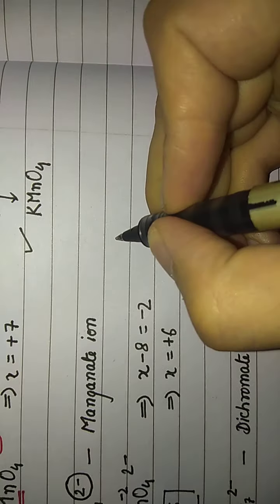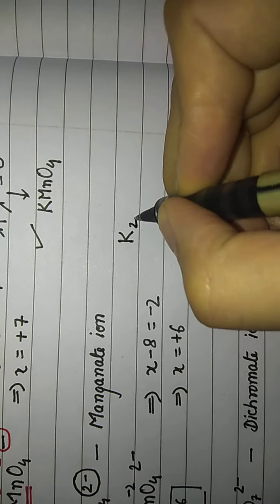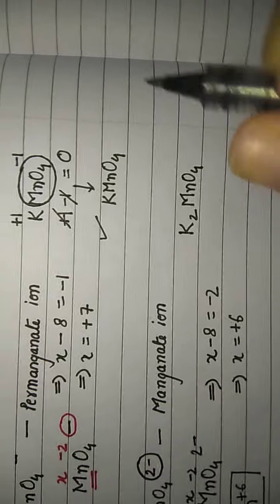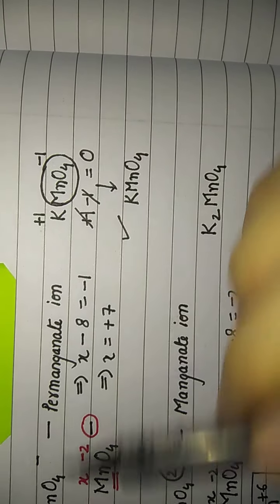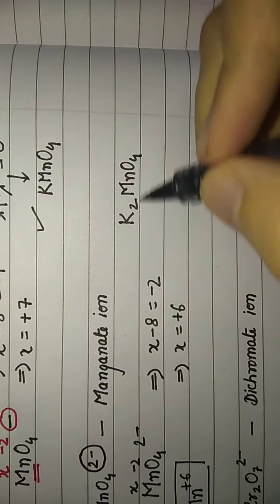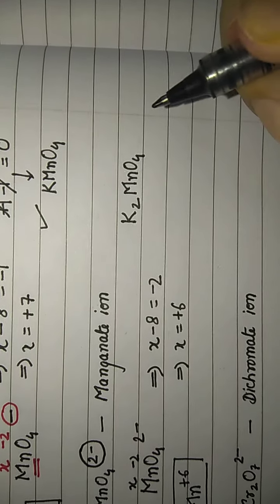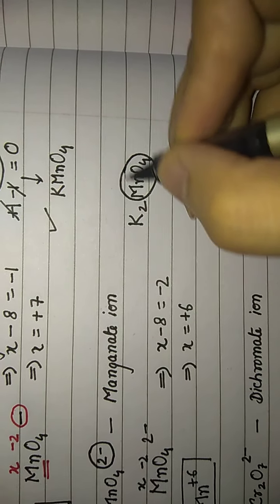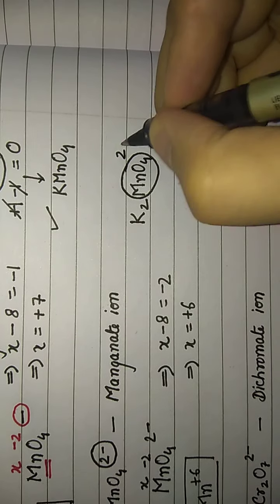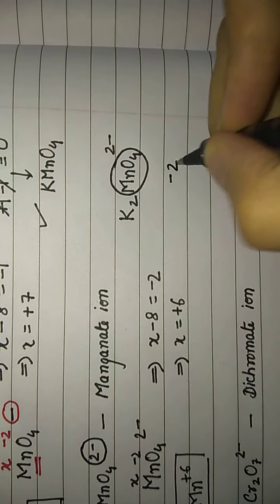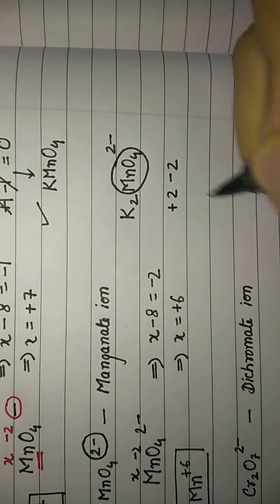Just like we saw the example of KMnO4, let us consider potassium manganate. Now the formula of potassium permanganate is KMnO4, while the formula of potassium manganate is K2MnO4. Why is this happening? Because the charge over this group of atoms is -2. So to neutralize this -2, I will need a +2 here.